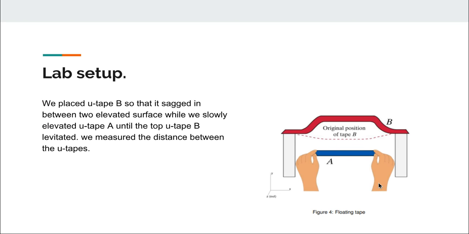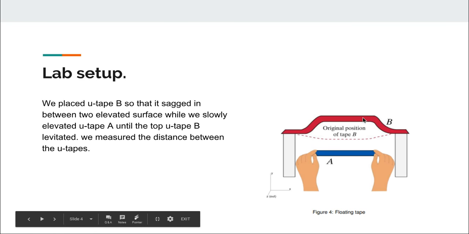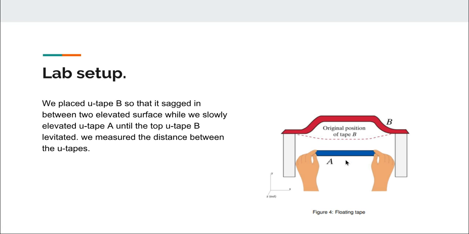Next, I will talk about the lab setup. The lab setup was as follows. We had a piece of U-tape B so that it sagged on an elevated surface. Next, we took a piece of U-tape A and held it and moved it slowly towards U-tape B until U-tape B began to levitate. This was when we knew that the gravitational force equaled the electric force.